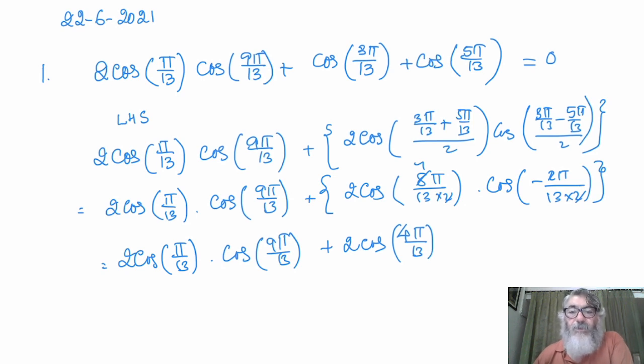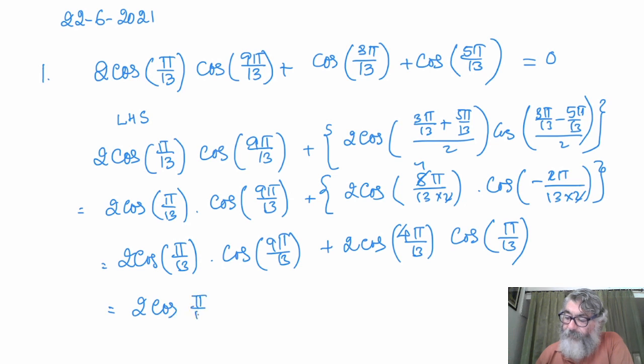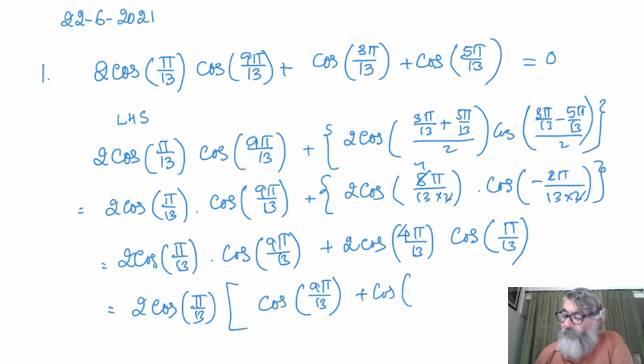In the fourth quadrant, cos and sec are positive, so cos minus pi by 13 will become cos pi by 13 only, because minus in cos does not matter, while sine will change to minus sine theta, but cos and sec remain the same. Now if you notice, 2 cos pi by 13 is common in both the terms, so we will take out 2 cos pi by 13 common. What will be left with? It will be left with cos 9 pi by 13 plus cos 4 pi by 13.